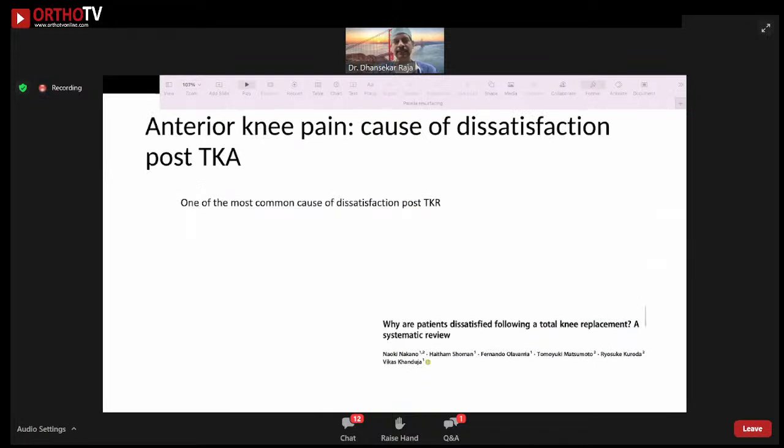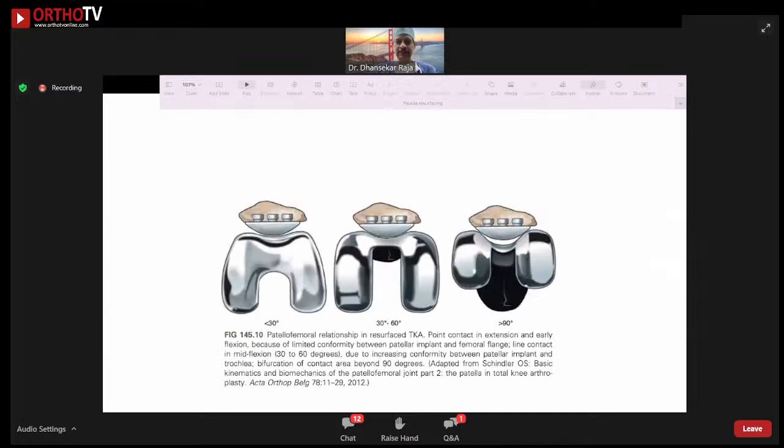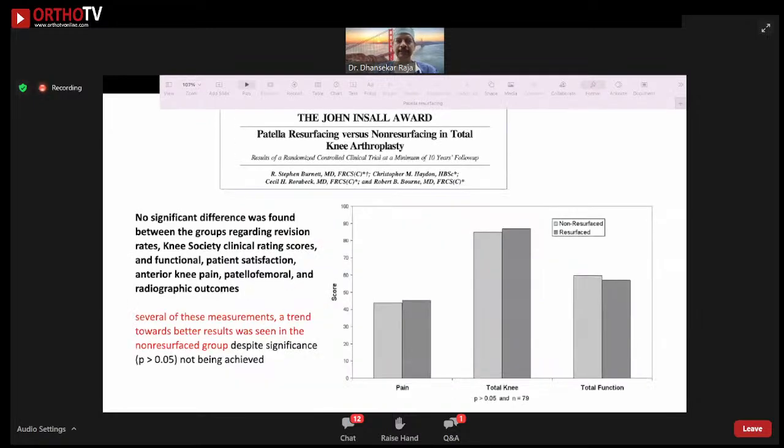Anterior knee pain is one of the major causes for dissatisfaction after a TKR. So we should look into the patellofemoral joint to prevent anterior knee pain. Coming to the literature, the literature is vastly divided. This paper is an RCT comparing patellar resurfacing with 10 years results. Most of the parameters are similar in both the groups, and there is no significant difference between the two groups according to this paper.